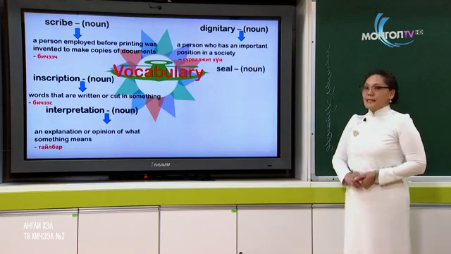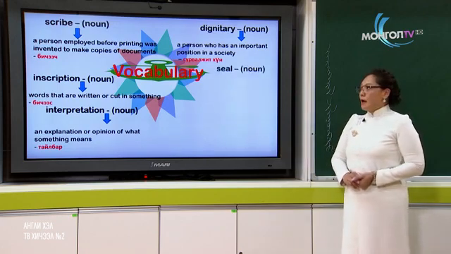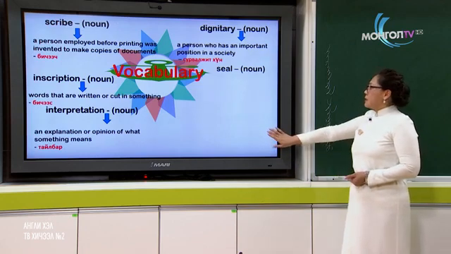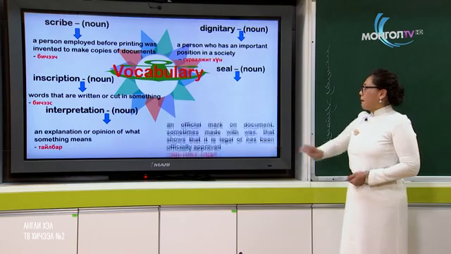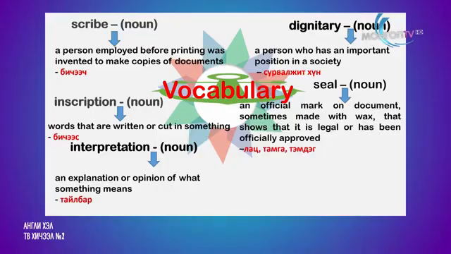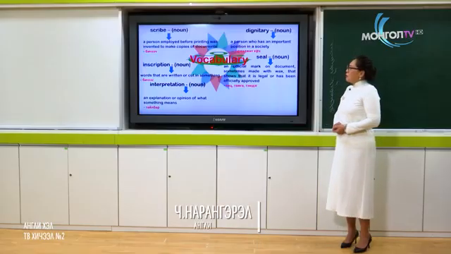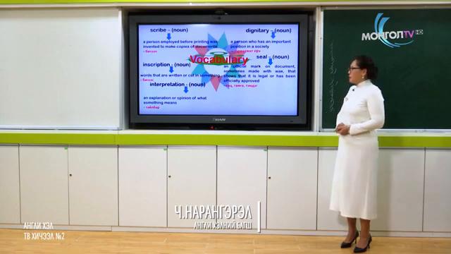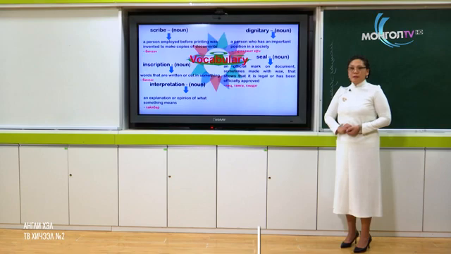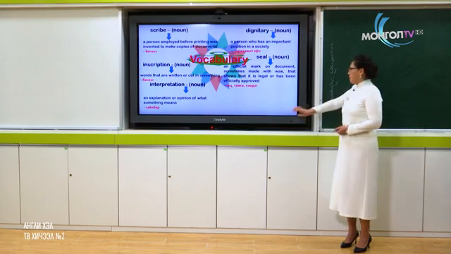The next word is seal. It's a noun. What does this word mean? It means an official mark on a document, sometimes made with wax, that shows it is legal or has been officially approved. When you are checking the new words, please look carefully at the red ones written in Mongolian.